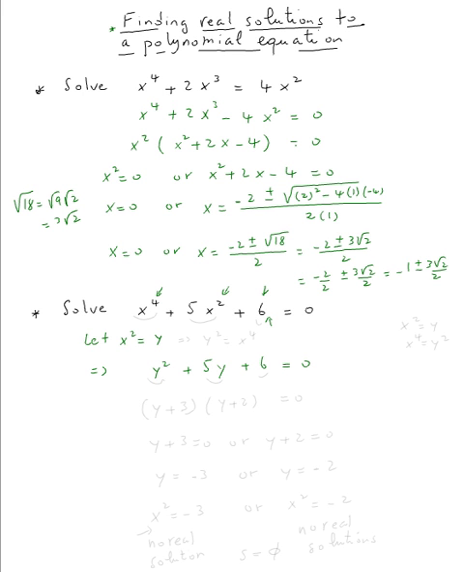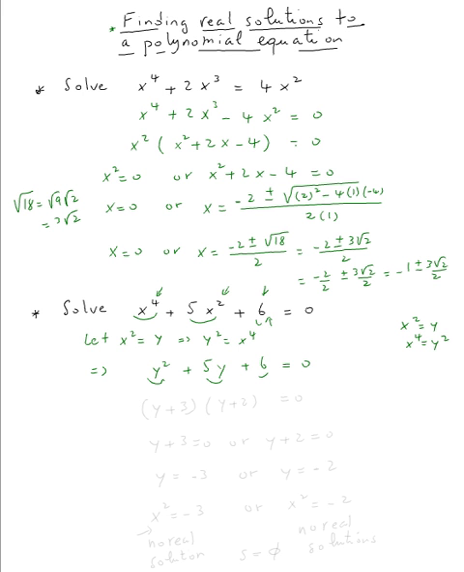The reason why: x squared is equal to y. We let x squared be equal to y. So if you square both sides, you get y squared is equal to x squared squared, which is x to the 4th. Therefore, y squared is x to the 4th. So we replace x to the 4th by y squared. We replace 5x squared by 5y. We replace 6 by just 6. Now this is pretty easy.